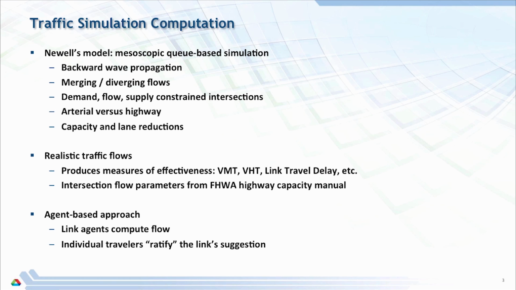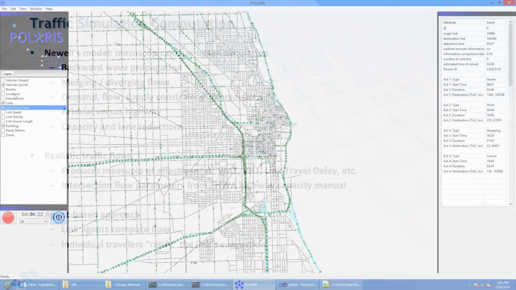Polaris uses, of course, a fully developed agent-based architecture. This means that individual link agents compute the desired flow according to Newell's model. The results are then passed to individual travelers who ratify the suggestion and move themselves along the route. The approach is functionally equivalent to a non-agent-based approach, with the added capability of easily introducing heterogeneous agent behaviors.